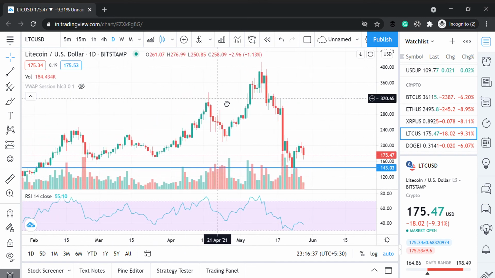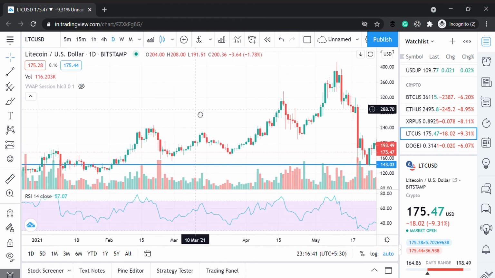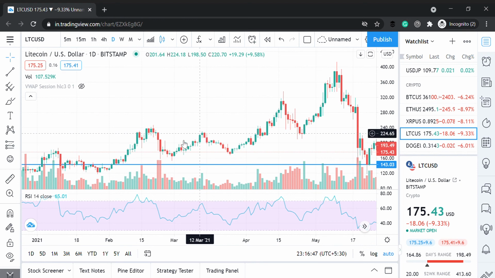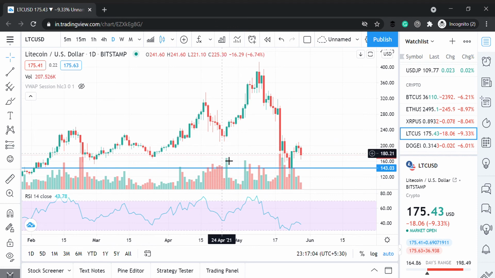This was the support, and you can see that prices are again and again bouncing back from this particular support line. The prices came from a downtrend. They tried to touch this and they again went up. So this is how the support works.